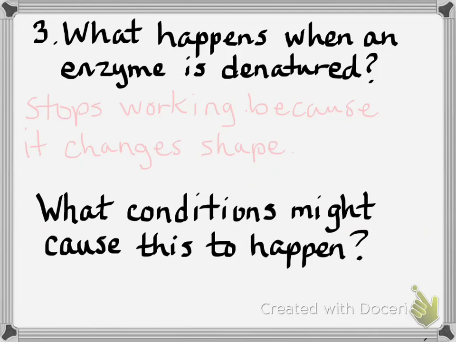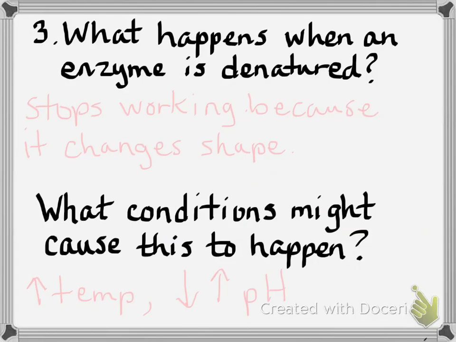Okay, second part of number 3. What conditions might cause an enzyme to denature? High temperature. High temperature. Good, Stephania. High temp. What else? Okay, heat, which is high temperature, and then what else? Okay. What about low pH? Yes? What about high pH? Yes.